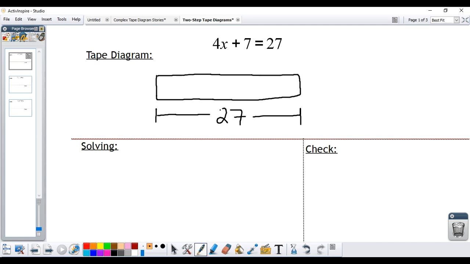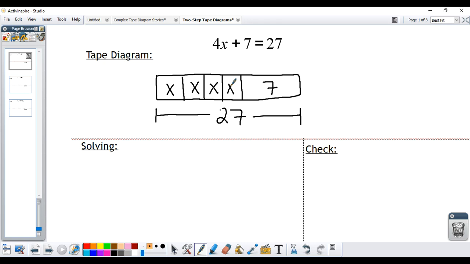So I have 4 x's. So I'm going to make 4 boxes that are about the same size since they represent the same value. And then the rest of it is 7. So I'm going to use that to solve. When I look at this, it looks like I'm doing x plus x plus x plus x plus 7 is 27. So if I need to figure out what x stands for, well, I know 27 and I know 7.